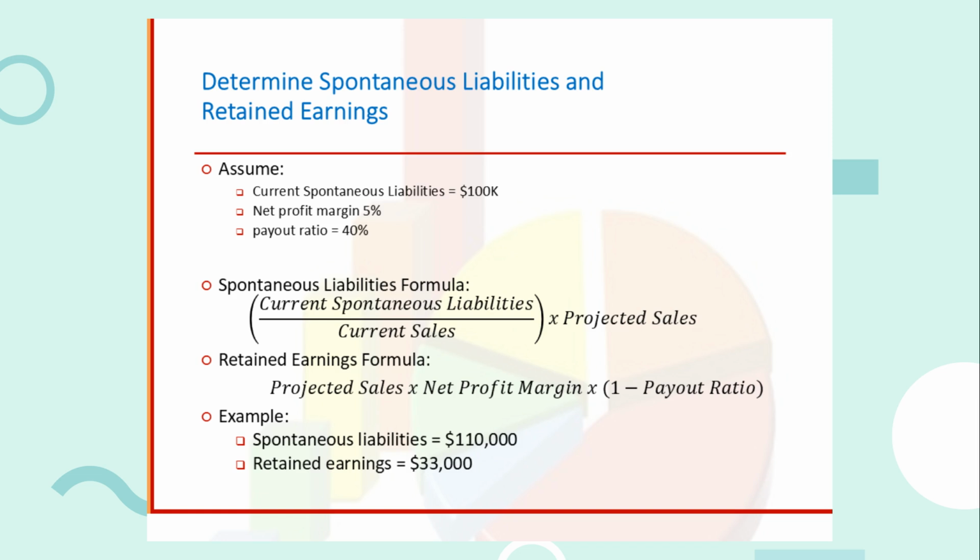Retained earnings depend on the profit margin and the payout ratio. If the net profit margin is 5% and the payout ratio is 40%, retained earnings from the projected sales would be calculated as follows. Retained earnings equals projected sales times net profit margin times 1 minus the payout ratio. Using the numerical examples here, that's 1.1 million times 5% times 1 minus 40%, which equals $33,000.